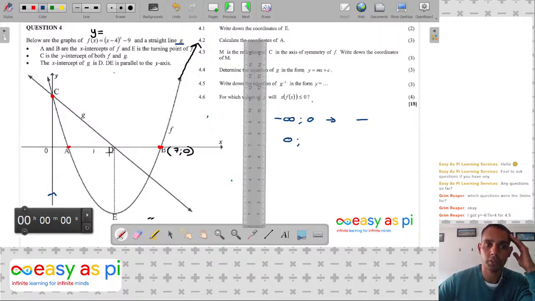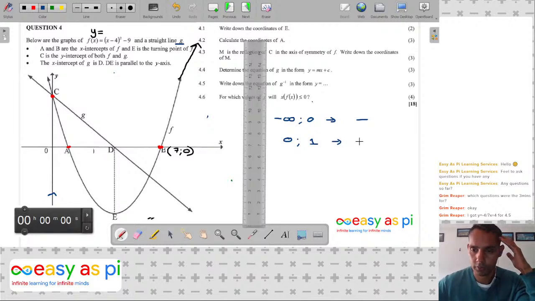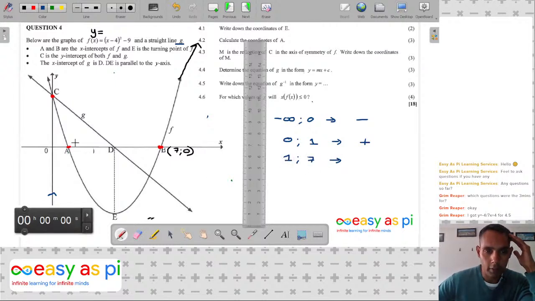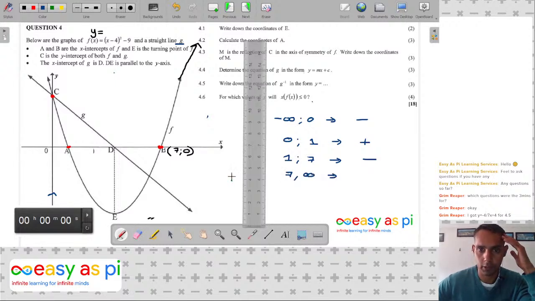So that's the one. Now let's go from 0. What's happening between 0 and 1? Then I've got a positive y and a positive x. And a positive times a positive gives me a positive. Okay? Now let's go from 1 to 7. What's happening here? Well, now I've got negative y's and positive x's. So that gives me a negative. And from 7 onwards, so 7 to infinity, what's going on? I've got positive x and positive y, which is positive.